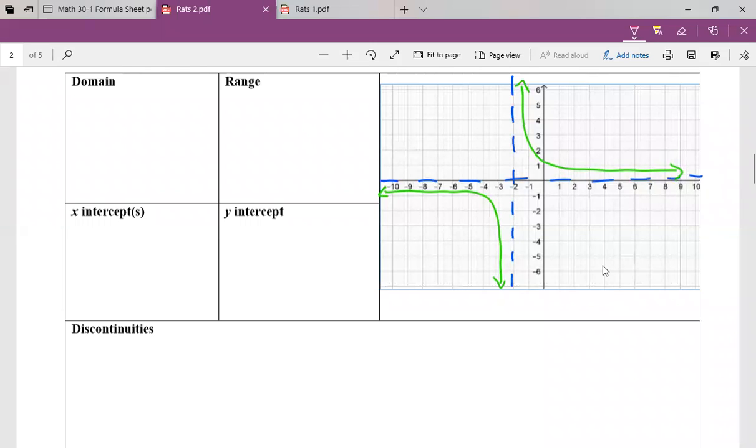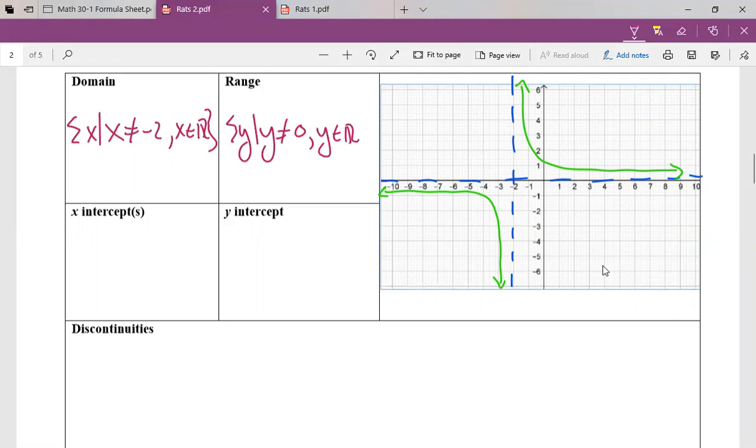All right, you should have graphed that, and you should have seen something like that. So what we should be able to say is our vertical asymptote is at x = -2, our horizontal asymptote is at y = 0. So this is going to help us find our domain and our range. Our domain is the set of numbers x such that x can't equal -2, x is an element of the reals. Our range, same thing, just y can't equal 0, y is an element of the reals.